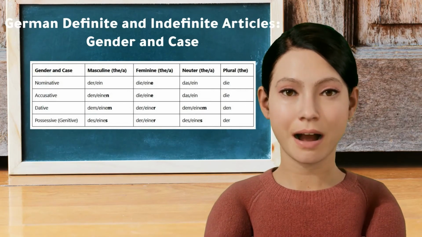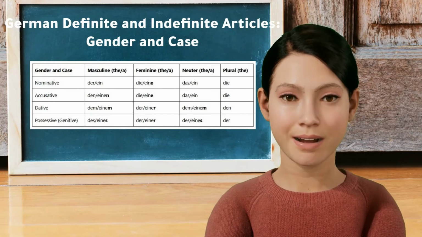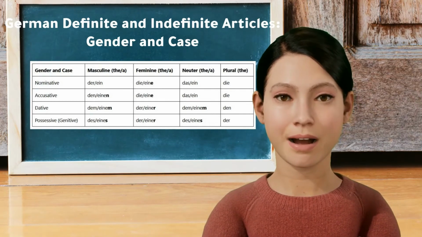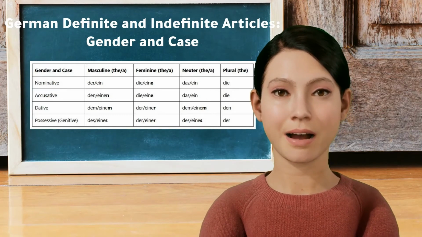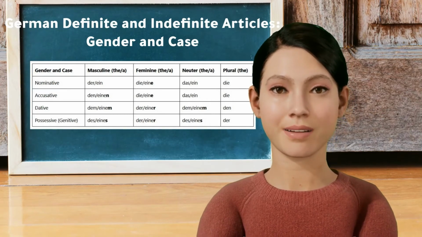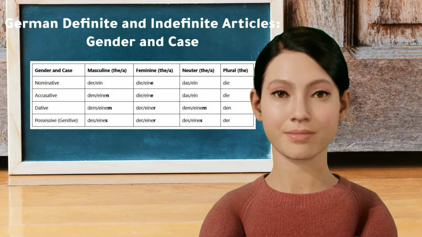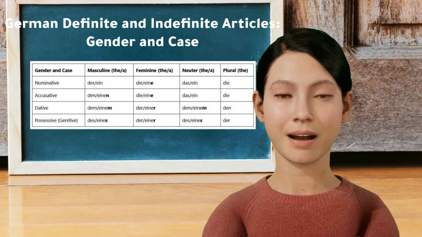Next, let's see how to say the and a in German with these two factors in mind. Let's look at the masculine. The nominative is der or ein, accusative den or einen, dative dem or einem, possessive des or eines.